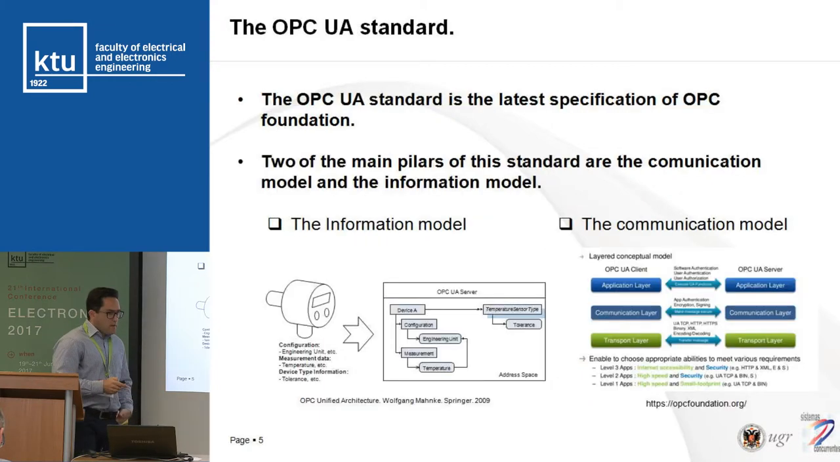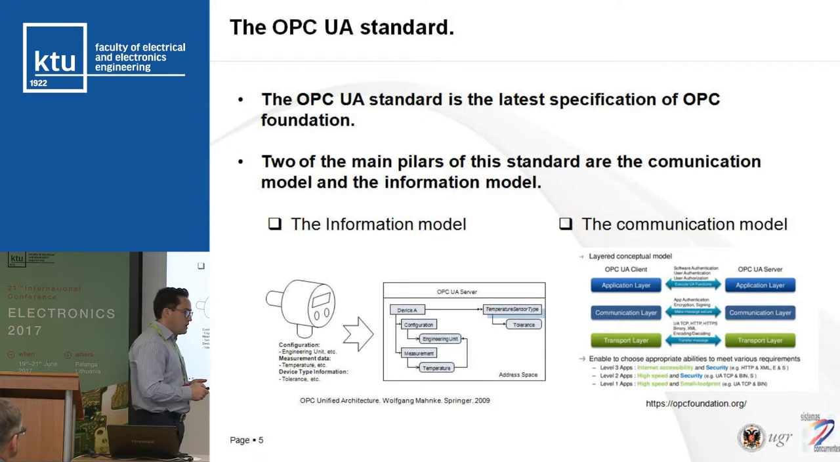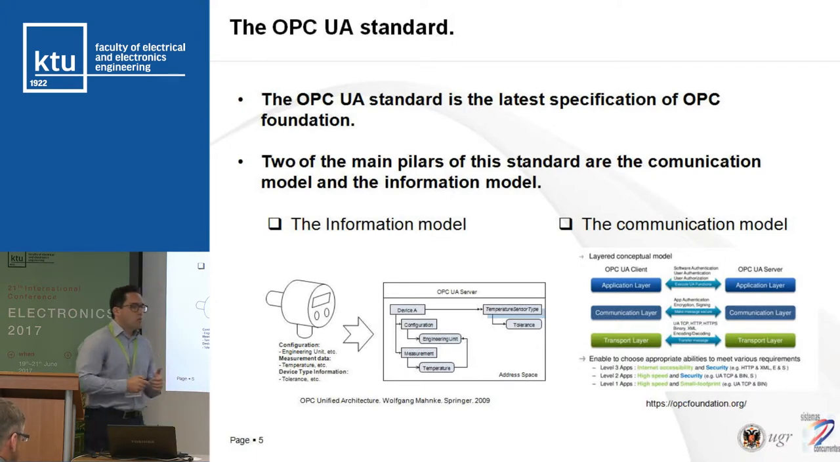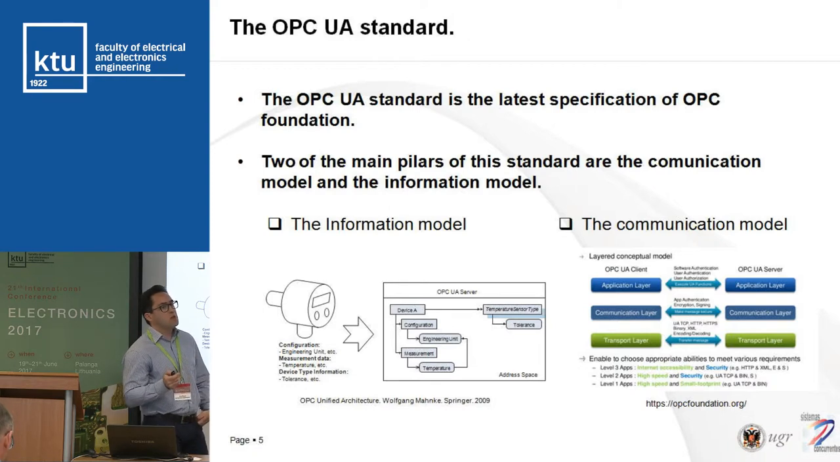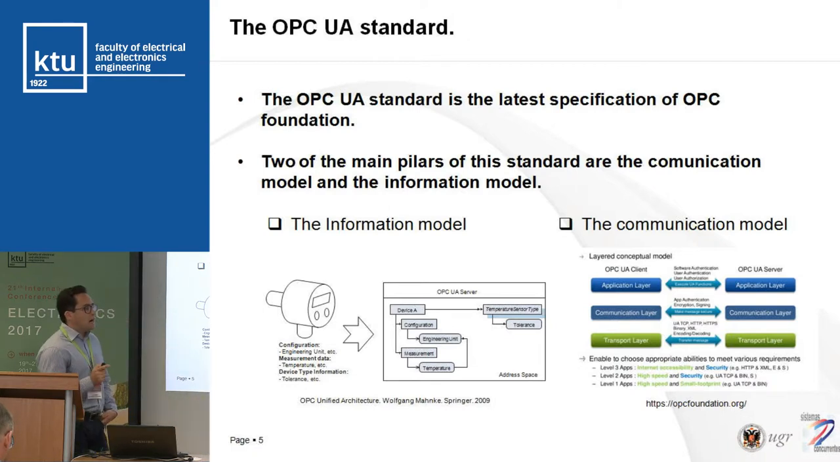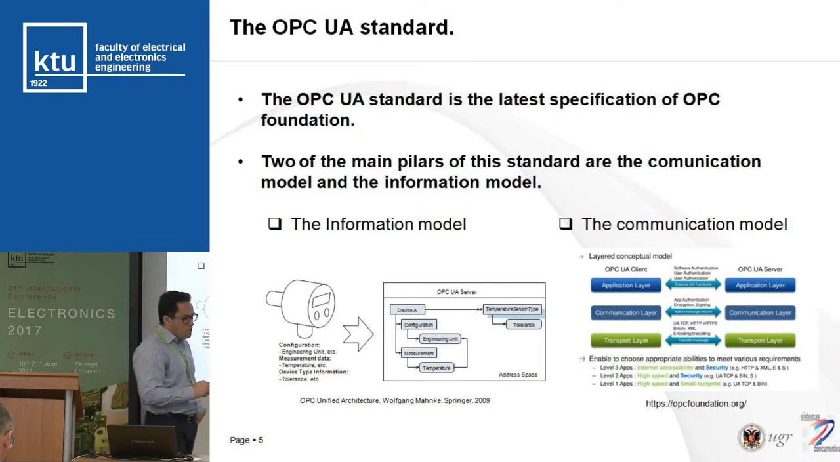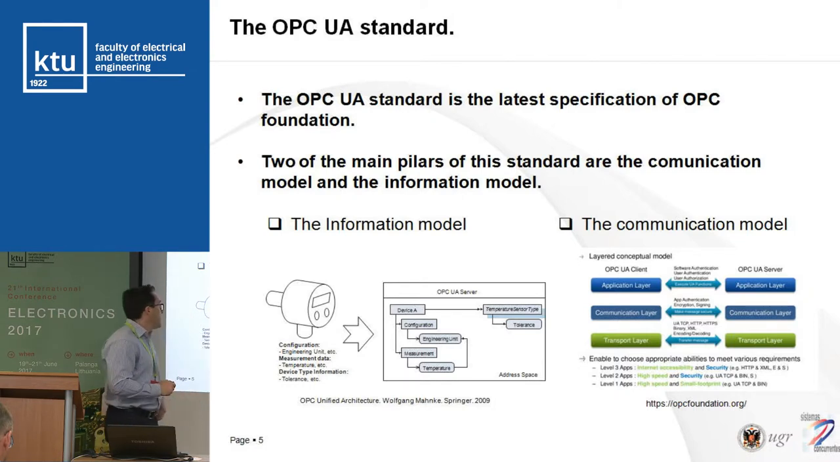Okay, but to deploy this paradigm into the industrial environment, we need some standard or platform that supports this paradigm, and one of them could be the OPC UA standard. OPC UA is the latest specification of the OPC Foundation and has two main pillars, the communication model and the information model. The communication model is out of scope of this work, but the information model is very important for us, as we will see later.